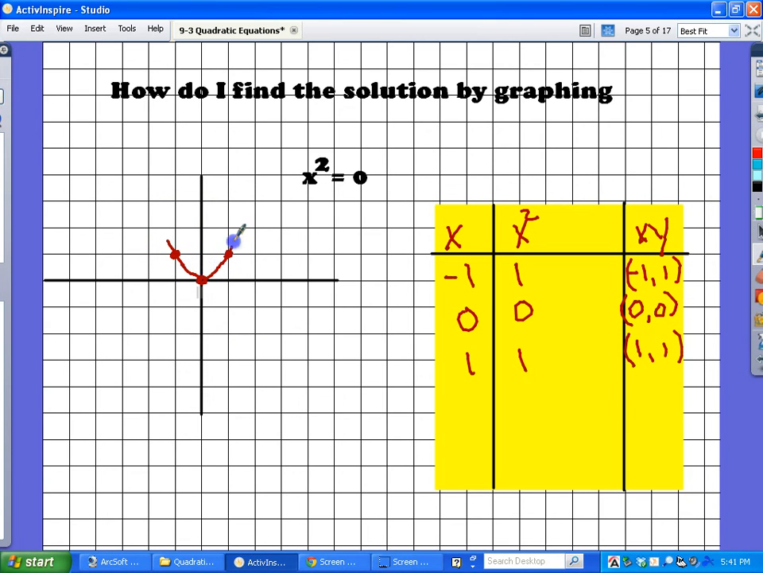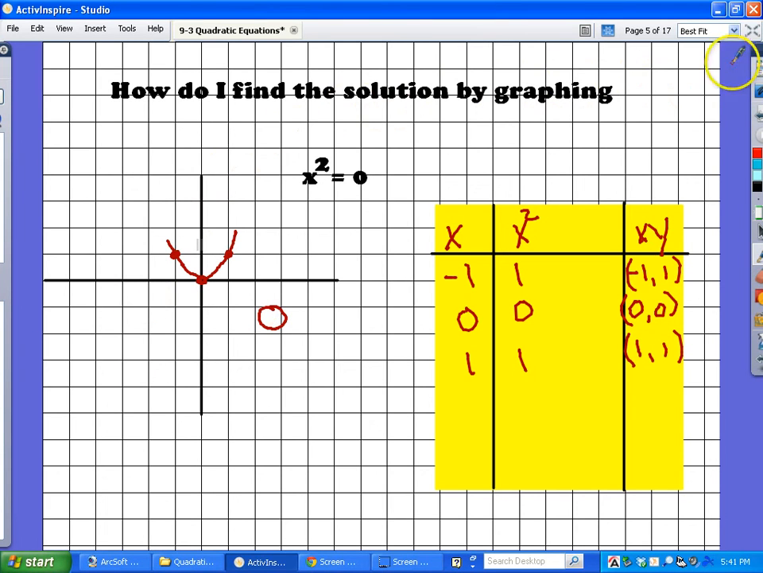Well, if I look there, I have my parabola. And where does it cross? Well, there is no y-intercept. So I only have one solution, and that solution is going to be 0. That would be the solution to x squared equals 0.